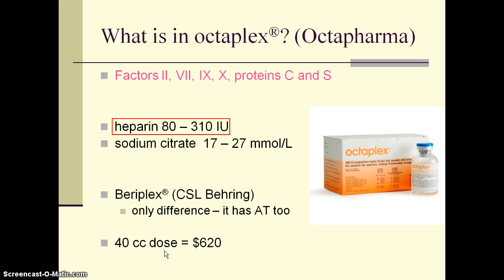An average 40 cc dose is going to be $620 Canadian, as per the Canadian Blood Services billing information. And each box of Octaplex will have 2 vials in it. One vial is the lyophilized powder for reconstitution. The other vial is the sterile water for injection.